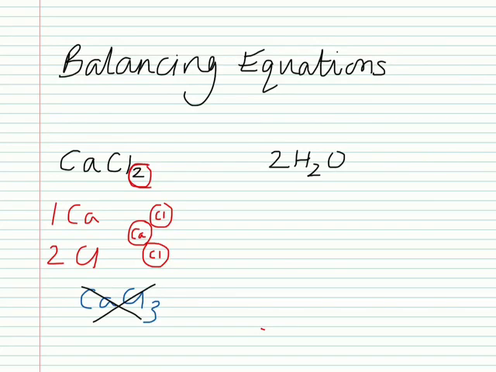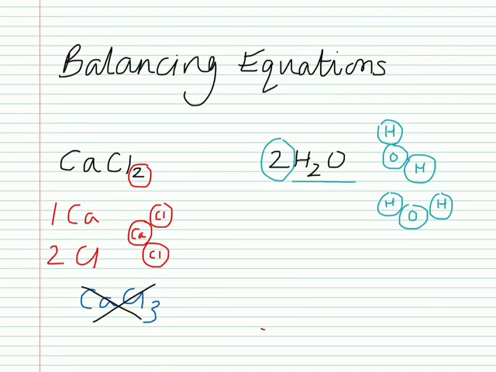These little numbers only refer to the element that is immediately before it. So this means 2 Cl, but only 1 calcium. The big numbers at the front of the formula refer to the whole molecule. They tell you how many there are. So 2H2O says that there are actually 2 water molecules. This means that in total we have 4 hydrogens and 2 oxygens.